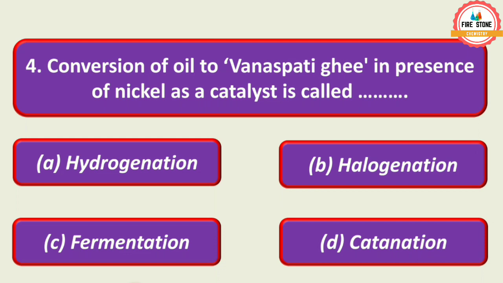Next question number 4. Conversion of oil to vanaspati ghee in presence of nickel as a catalyst is called dash dash, and the options are A hydrogenation, B halogenation, C fermentation and D catenation. And the correct option is option number A, that is hydrogenation. So conversion of oil to vanaspati ghee in presence of nickel as catalyst is called hydrogenation.